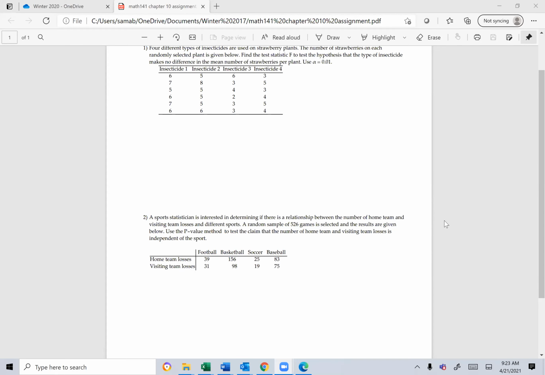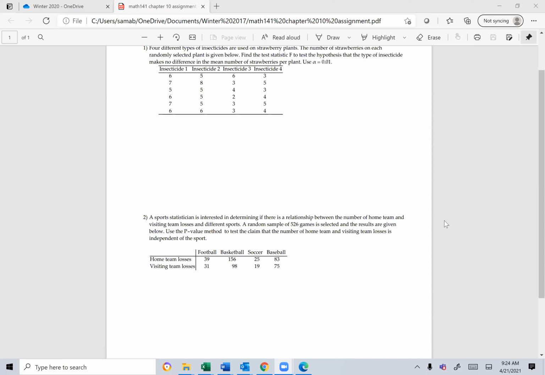All right. So we're reviewing section 10.4 to begin with. The first question: 4 different types of insecticides are used on strawberry plants. The number of strawberries on each randomly selected plant is given below. Test the hypothesis that the type of insecticides makes no difference in the mean number of strawberries per plant.